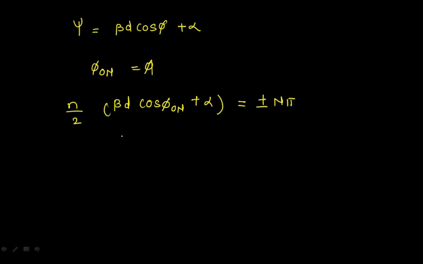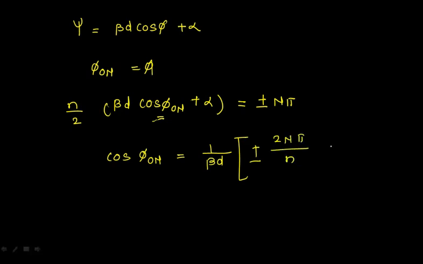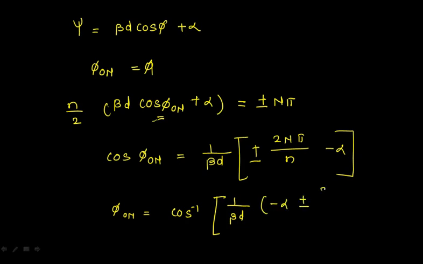Now you are interested in this null direction, so cos theta 0, n is equal to, shifting all this to this side, beta d plus minus 2 n pi divided by n minus alpha. We have just rearranged the terms. Now if I am only interested in this null direction, theta 0, n is equal to cos inverse of 1 upon beta d times minus alpha plus minus 2 n pi divided by n. Okay?